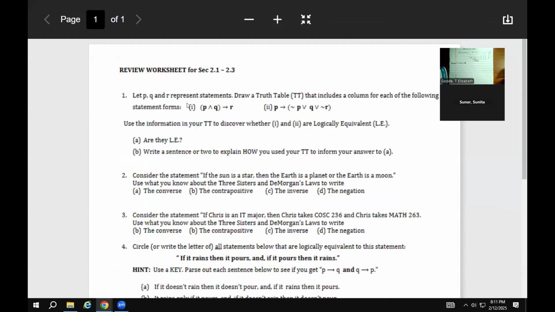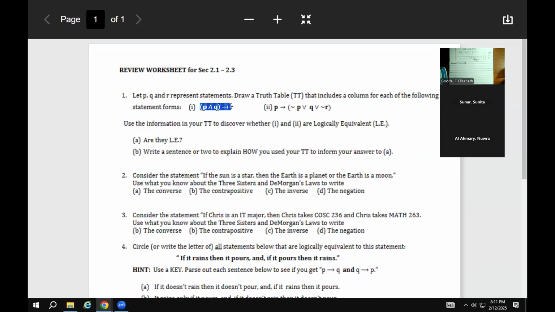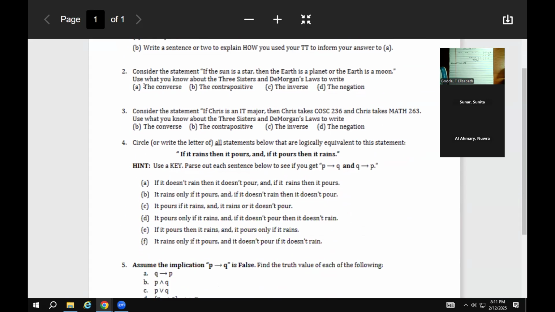And it's kind of nice because the first problem involves two implications. You can practice deciding if these two statements are logically equivalent. They're both implications, and the solutions are posted. Then there's practice on the converse, the contrapositive, the inverse, and the negation for two different statements. So you can use De Morgan's laws and what you know about the converse and the inverse.